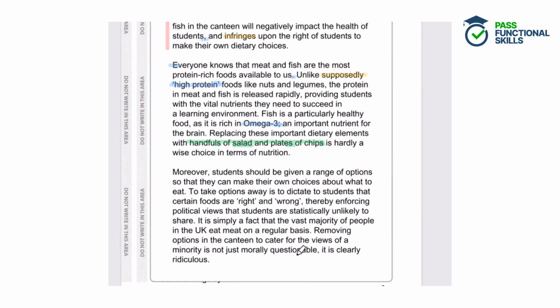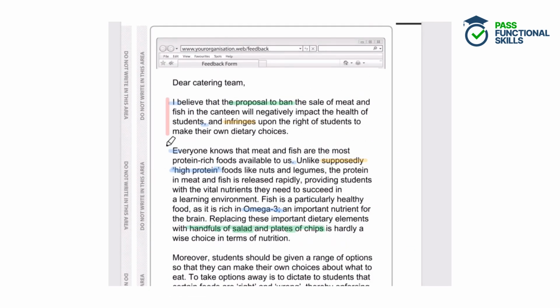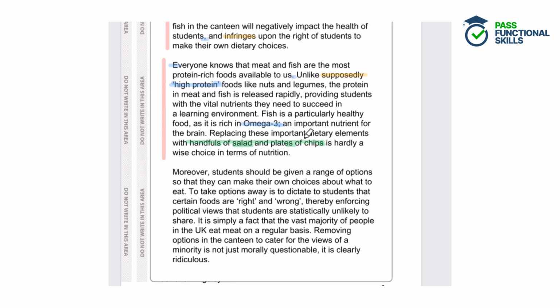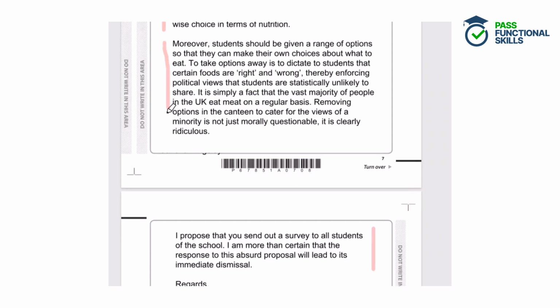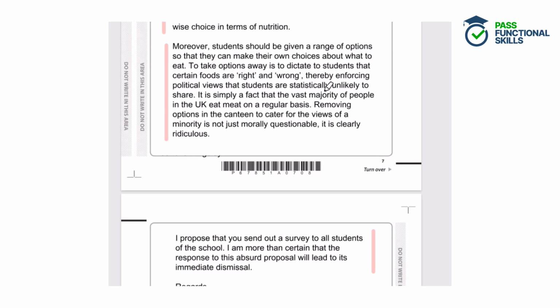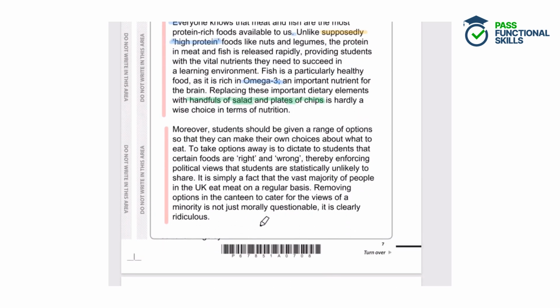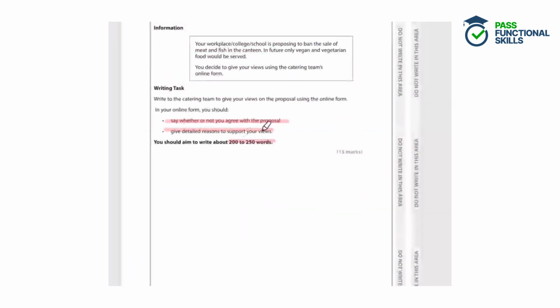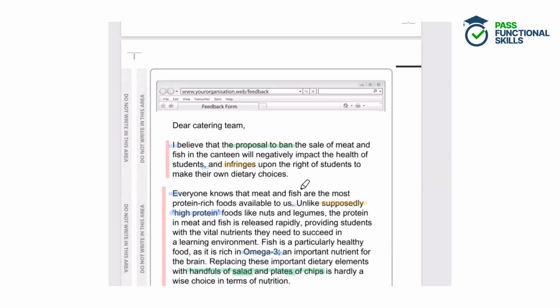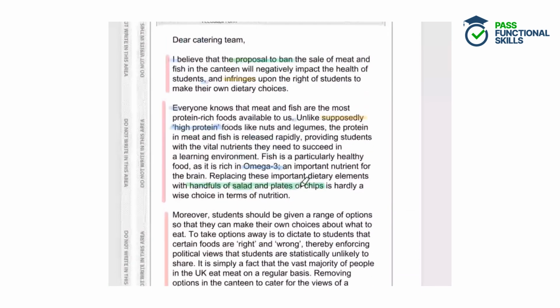So detailed reasons are given throughout the answer. In this paragraph we're focusing on the health benefits of eating meat and fish and the disadvantages of eating nuts and legumes and other foods. And then in this paragraph they're explaining that the food that's offered in the canteen impacts the freedom of students to make their own choices. So we've got lots of reasons here to support the views that have been given. Overall the details that have been included are really relevant, and we've got facts that have been used to justify our answer. For example, we've got it is rich in omega-3 justifies our opinion that fish is a healthy food.